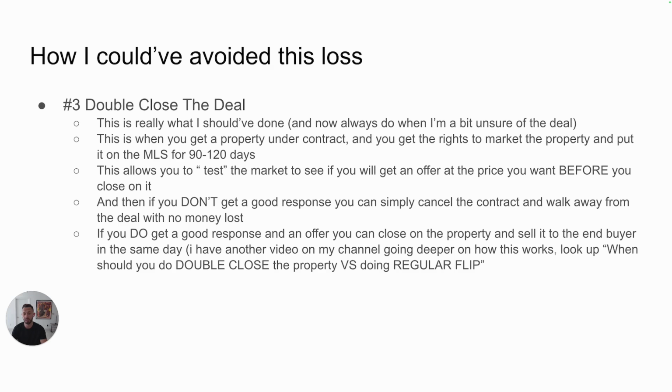Now, if you do get a good response and say you get an offer that you can close on the property, then you can sell it to an end buyer. You could do that back to back on the same day. Okay, so essentially it's like wholesaling. It's slightly different in the way that it works because we're not assigning a contract. We're actually literally selling it to someone else. We buy it, we sell it, but we can use other people's money in that process as well. I have a video on my channel called when should you do a double close versus a regular flip. Go ahead and watch that video. It explains exactly what double closing is. It goes more in depth. But just know it's one of the best strategies to use because it mitigates a lot of your risk. All right.